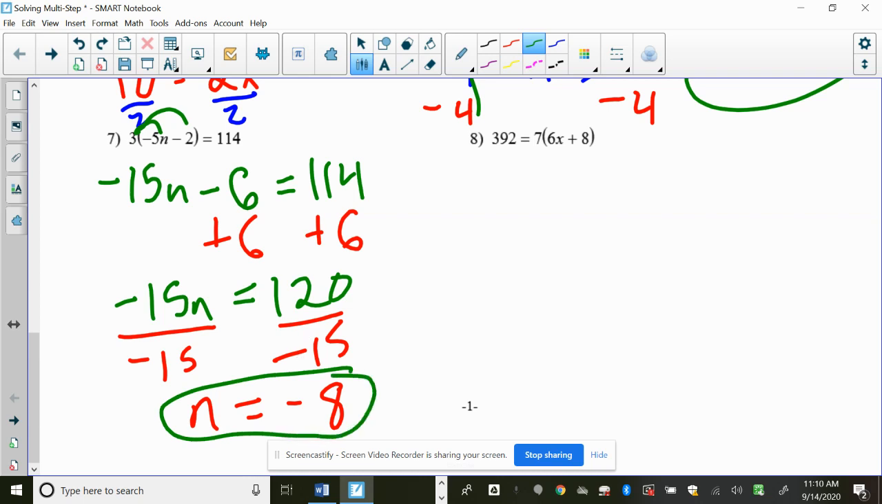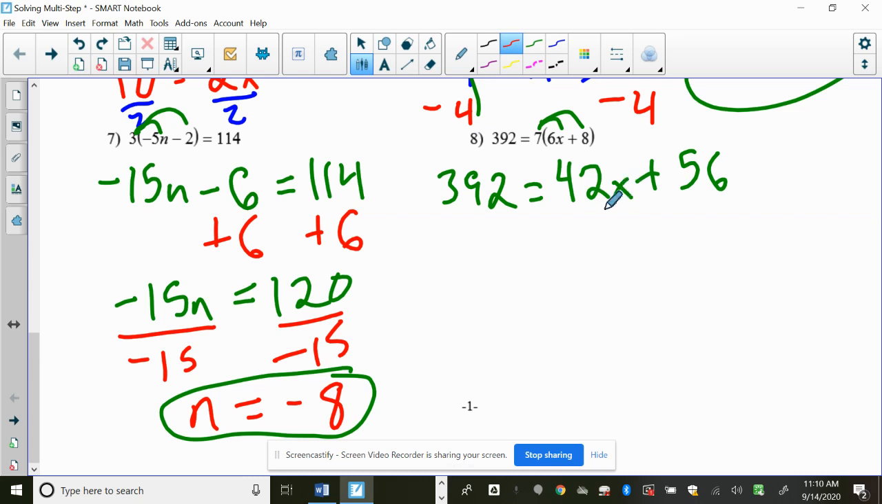All right, let's try another one. So we're going to multiply the 7 to both first because we want to get rid of the parentheses first. We have 392 equals 42x plus 56. Now we keep going. So we want to get x by itself. So next we want to get rid of the plus 56. So we subtract 56 on both sides. This is testing some math skills here.